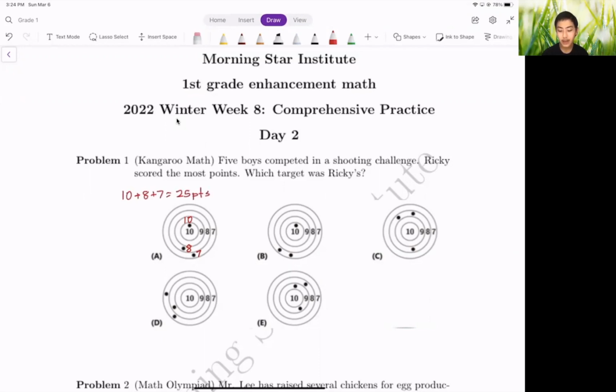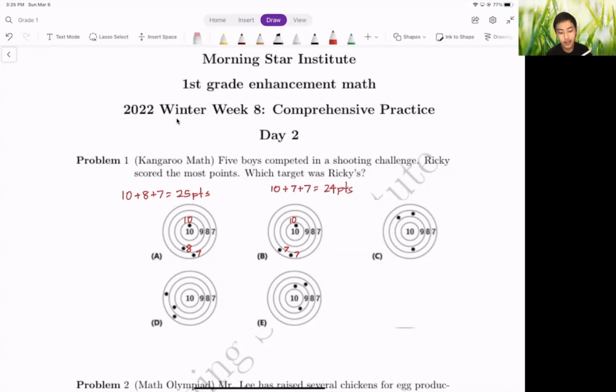And now let's look at B. This time, this person scored another 10 points inside the 10 pointer. And this time he shot 2 times inside the 7. So 7 on both sides. And this time it's 10 points plus 7 plus 7. It just gives you 24 points.